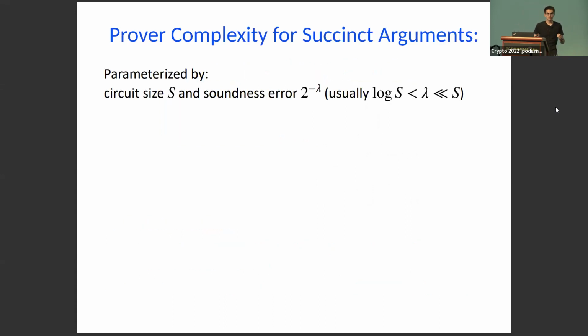So when we talk about the prover complexity in this talk, we're talking about a cost that's parameterized by two inputs. First of all, there's the size of the computation that you're trying to prove something about, and then there's the soundness error, the probability of a verifier accidentally accepting an incorrect statement. Usually we think of the soundness error as exponentially small in something called the security parameter. And the security parameter is usually somewhere in between the log of the size of the computation and much smaller than the size of the entire computation.